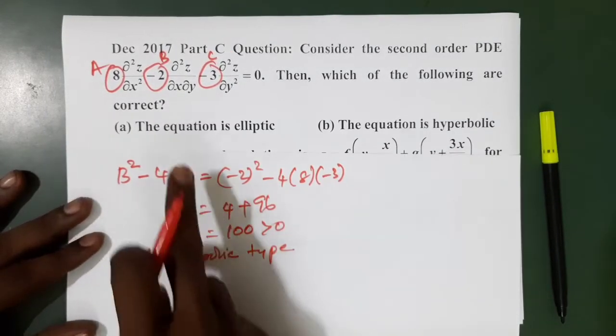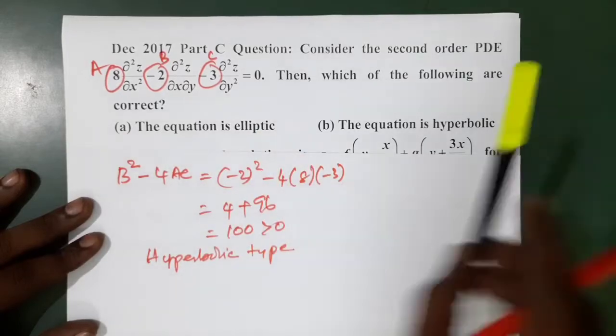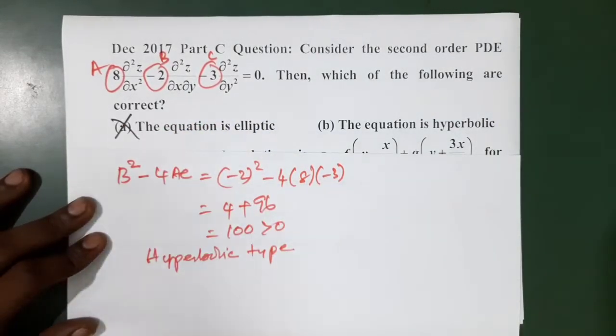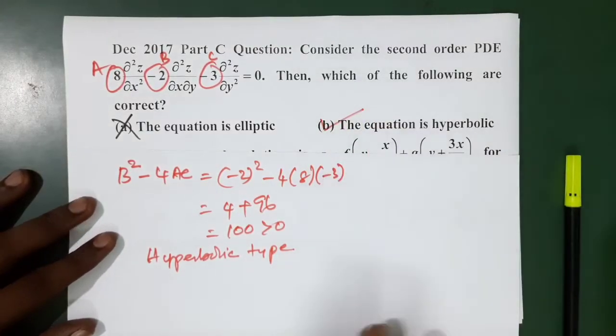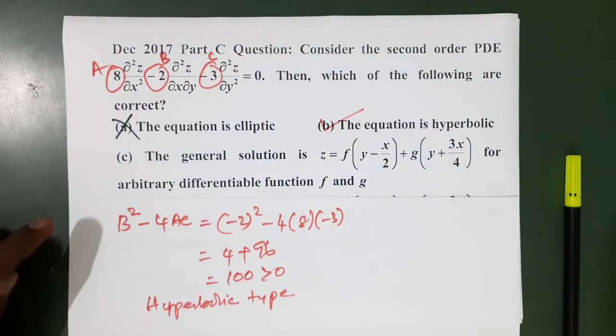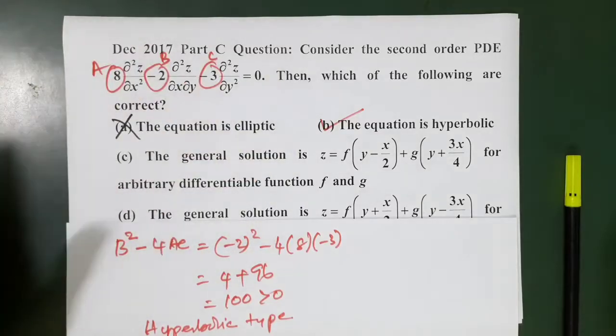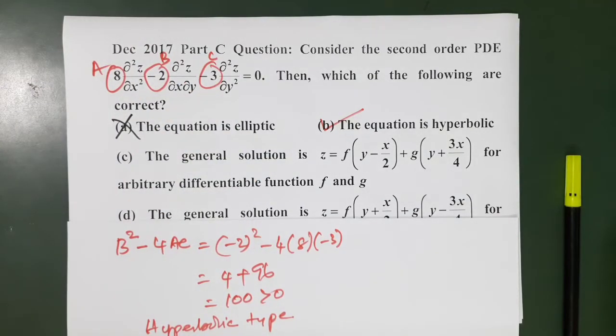Hyperbolic type. So first one is elliptic type. So it is not an elliptic type. So therefore it is hyperbolic type. Okay, next what you have to find? So next it is about the general solution. General solution means we have to find the auxiliary equation.